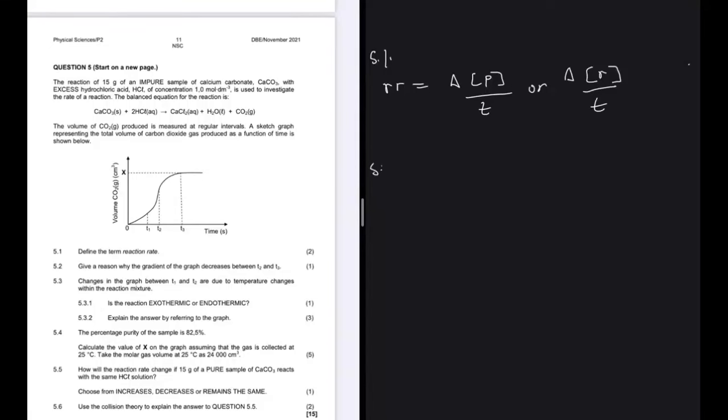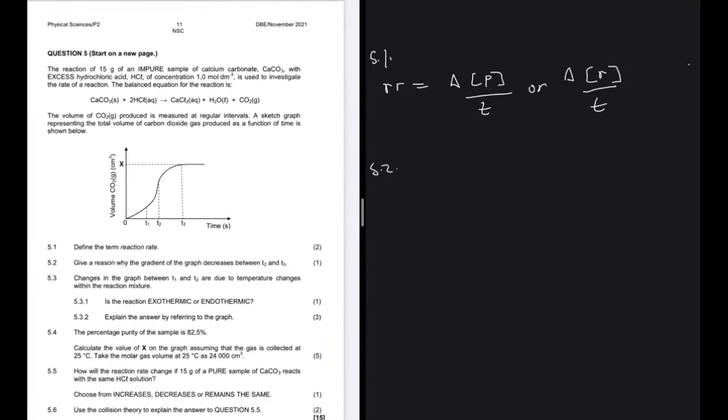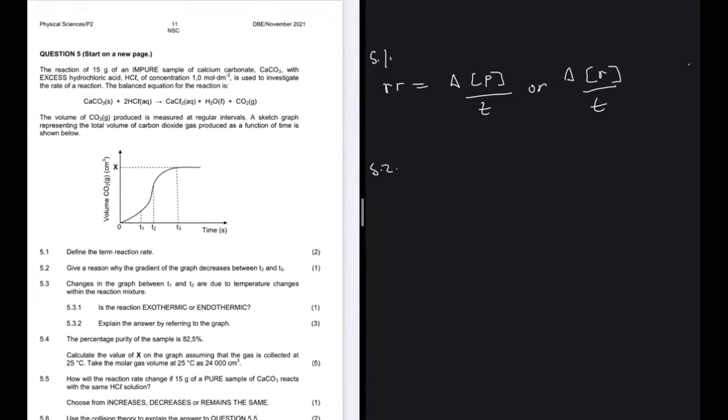And then 5.2 says, give a reason why the gradient of the graph decreases between T2 and T3. This is the part I just highlighted in yellow on the left hand side. Because now we are at T2 and we're going to T3, the amount of the reactants is getting depleted, right? So from T2 to T3, the gradient is decreasing because the amount of the reactants is getting depleted and the reaction rate is going down, right?